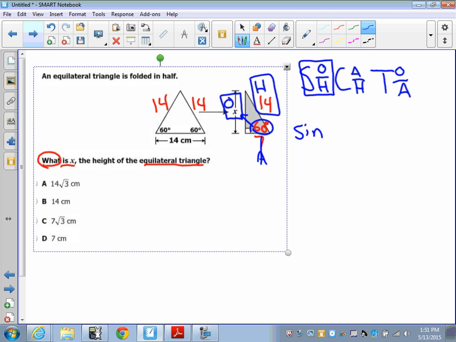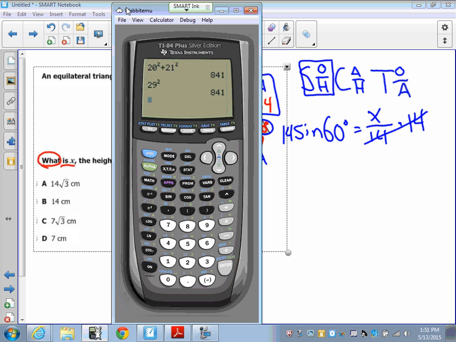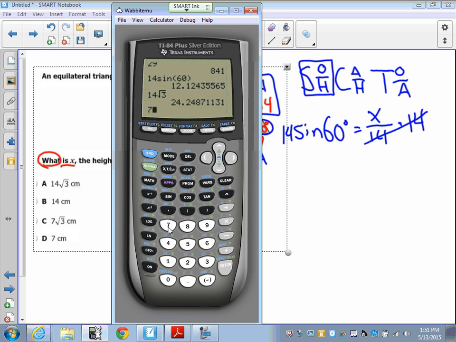So the sine of 60 degrees is equal to x over 14. Once more, x is in the numerator. It's up high. We multiply. So 14 sine 60 will get us an answer. It's going to be 12.12, and I look at my options and I say, well, I don't see 12.12. Maybe that's 14 square root of 3. It's not. Maybe it's 7 square root of 3, and that's going to be my answer.